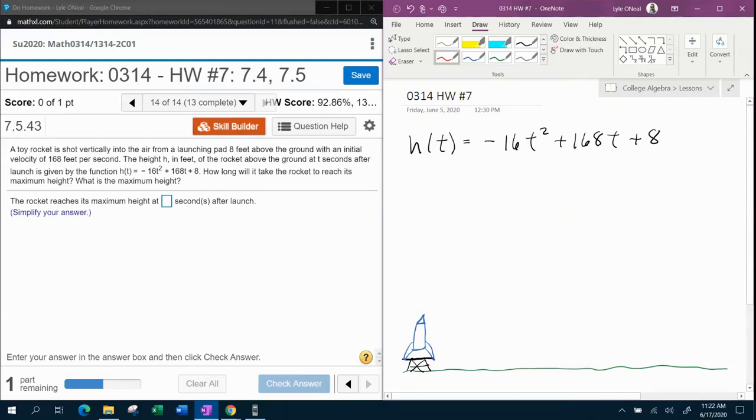All right, here we go. Last problem. Question number 14 from our 0314 homework number 7 in MyLab Math. And we end on a positive note, a bit of a word problem.